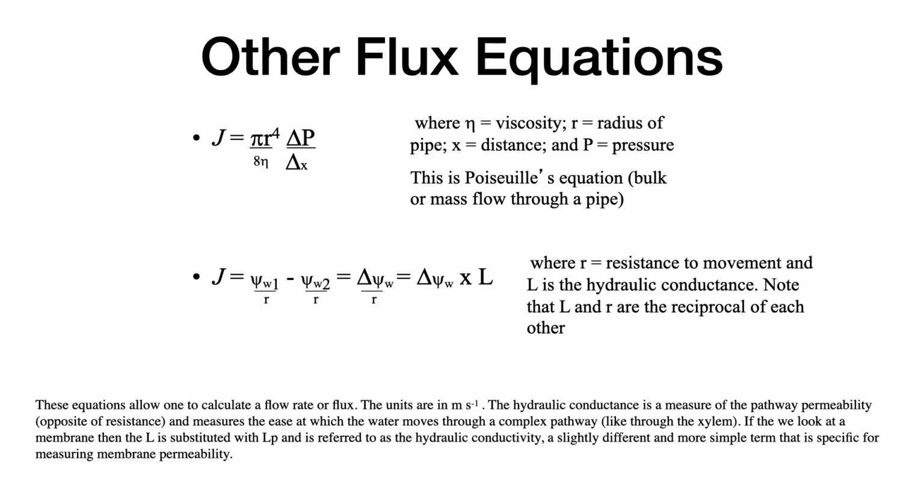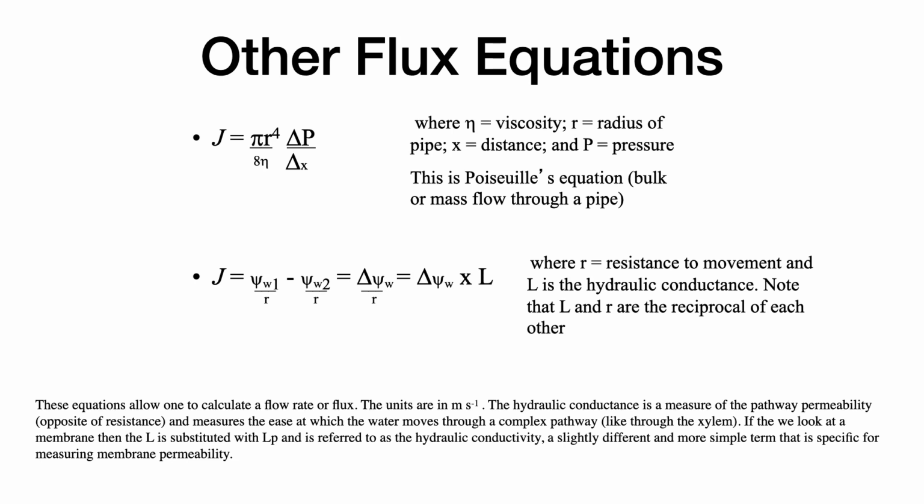The equation below is another important one, in which the rate of flux is dependent upon two factors. One is the water potential gradient, psi W1 minus psi W2, which is equal to delta psi W, the water potential gradient. But we also need to consider the pathway, and there could be resistance in the pathway, which is what the little r stands for. The greater the resistance, the slower the rate of water movement.